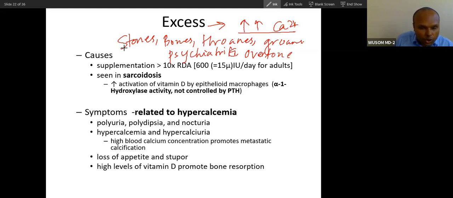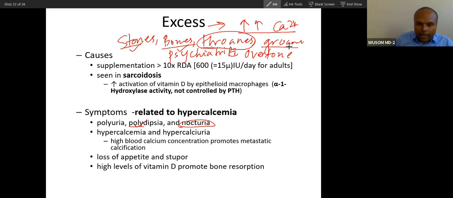What does it mean? Stones means kidney stones can be there. Stone formation can happen in various places, and calcification will happen around the vessels also. Bones means bone pain will be there. Hypercalcemia will lead to bone pain. Thrones means repeated urination, nocturia, and polydipsia. So more thirst and more urination will be there.